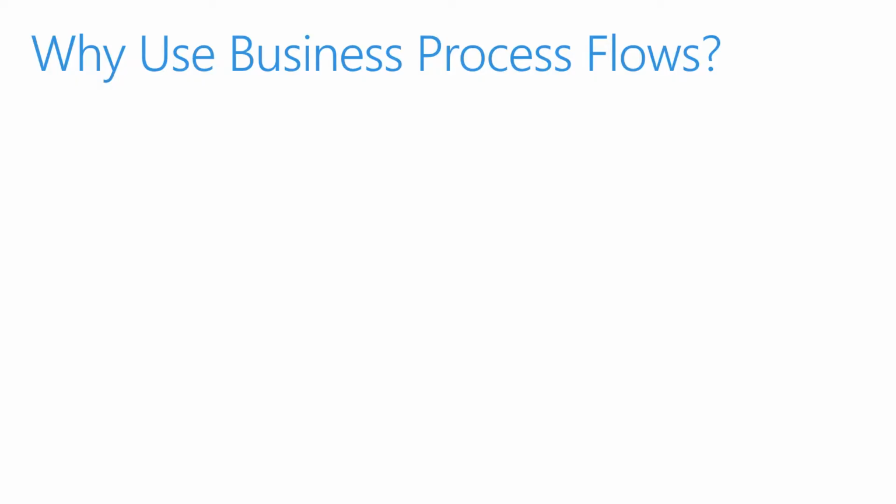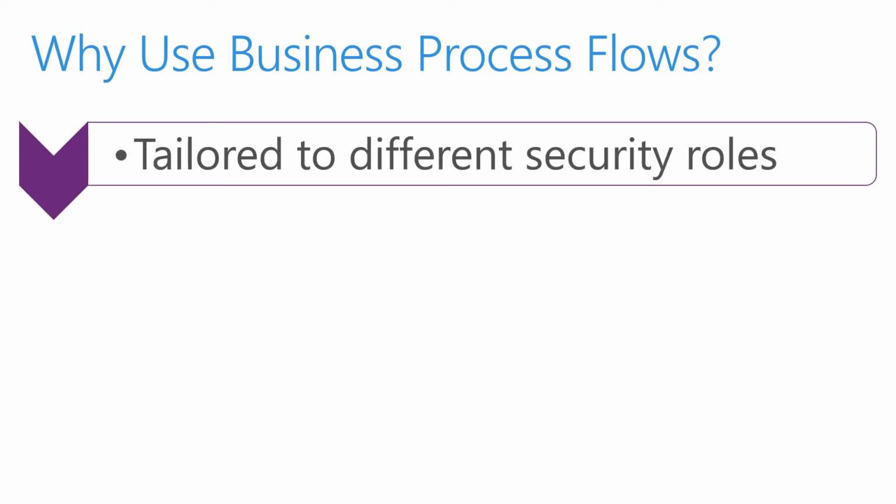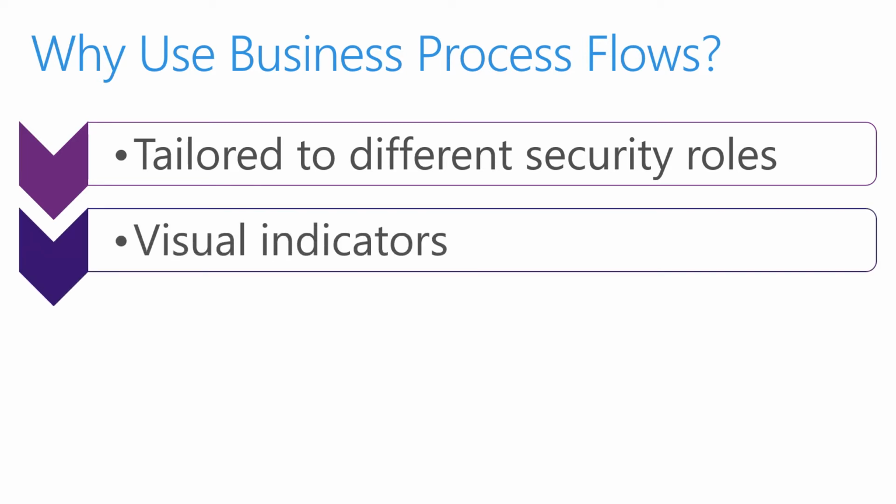You may be wondering, why use business process flows? The user experience can be tailored so that people with different security roles can have an experience that best suits the work they do by using Dynamics 365 for Talent. You can use business process flows to define a set of steps for people to follow to take them to a desired outcome. These steps provide a visual indicator that tells people where they are in the business process.